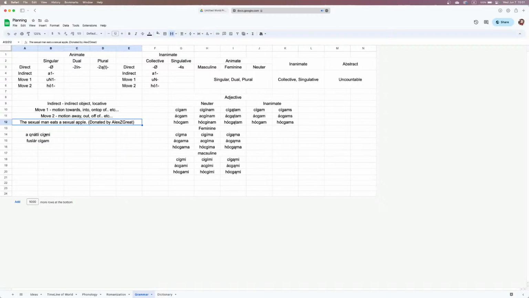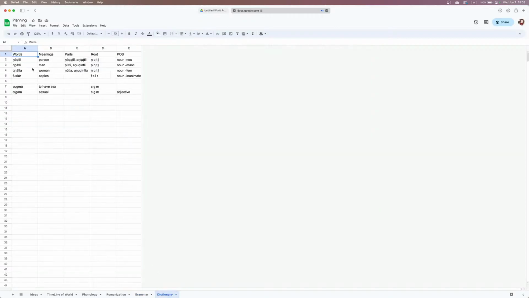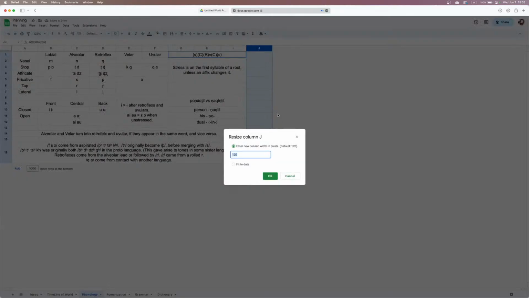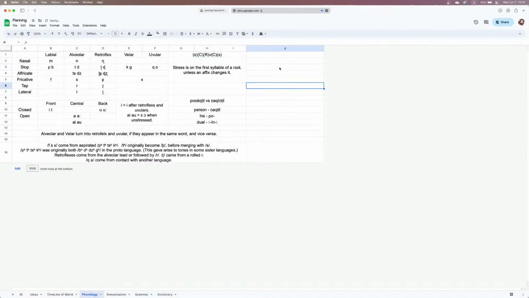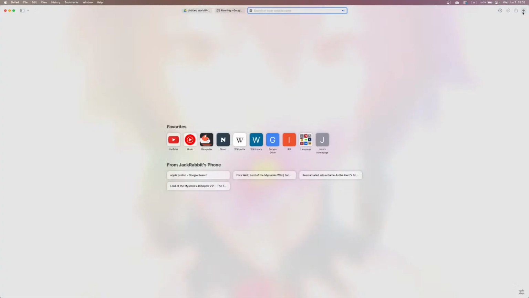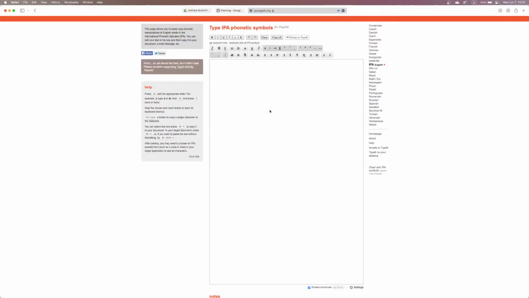So let's see. Agnatli. Alright, then also figure out the forms for those. I've got a good idea for an allophonic variation. So, TL becomes... ipa.typeit, other way around.